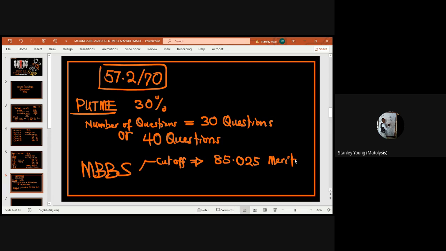Then we have some on the catchment region. UNILAG operates 6 different catchment regions: Ekiti, Lagos, Ogun, Ondo, Osun, and Oyo. So for now, my focus would be on the merit. So if the cutoff mark is 85.025, let's make use of this case study I started with, Mr. X. Mr. X currently sits on 57.2 over 70.